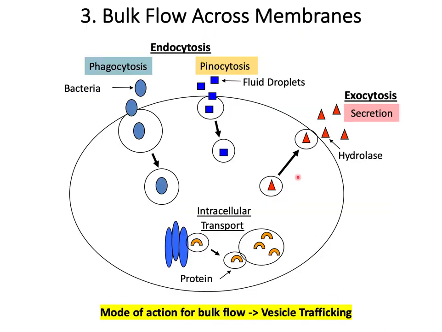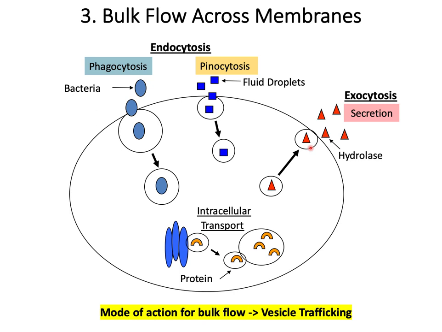The last form of transport that I just want to mention, shown in this one slide, is bulk flow. The reason I'm only mentioning it is because it's going to be the subject of the entire next topic. Bulk flow is the movement of large fluid droplets or very large particles from the outside of the cell into the inside of the cell, or the movement of proteins from inside of the cell to the outside of the cell. These are commonly known as endocytosis and exocytosis.